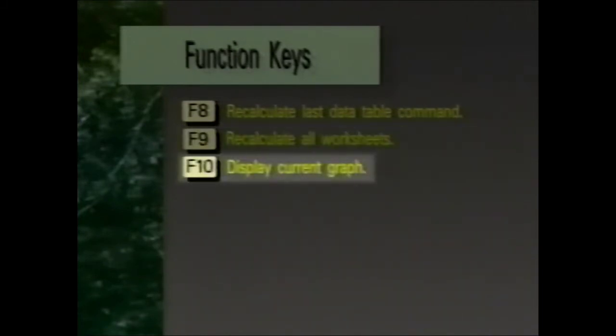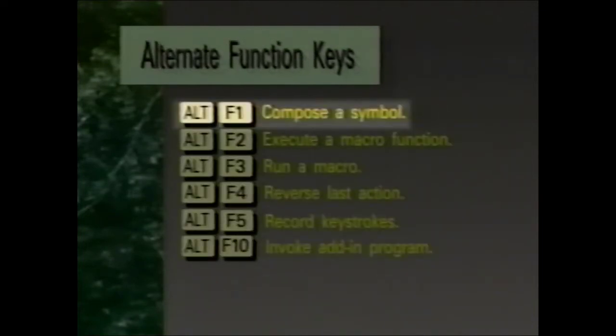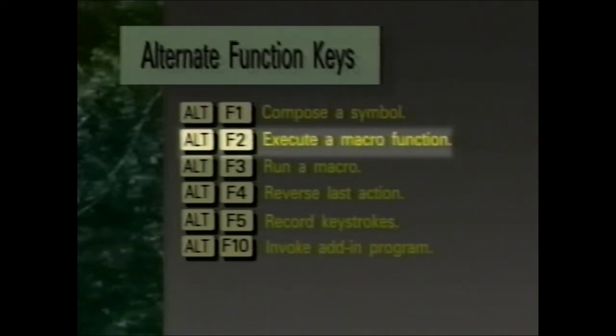The F10 key displays the current graph if one exists. If no graph exists, then it displays the data around the cell pointer. By holding down the Alt key and pressing F1, you can compose a symbol to be used in a global format. By holding down the Alt key and pressing F2, you can execute one macro function at a time when debugging a macro system. To turn this mode off, press Alt F2 again.